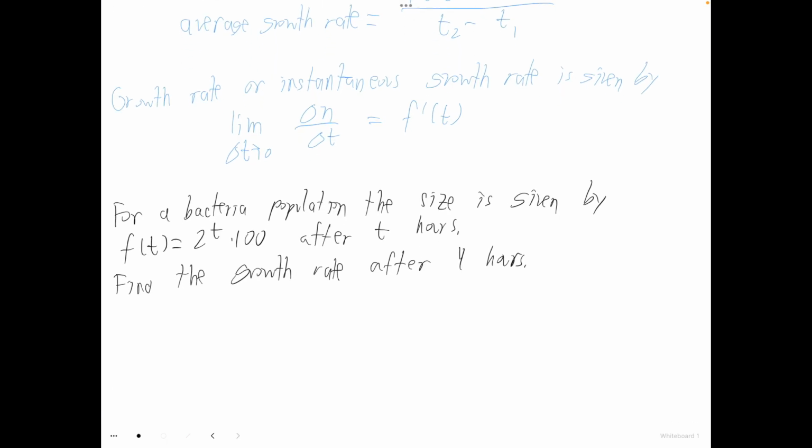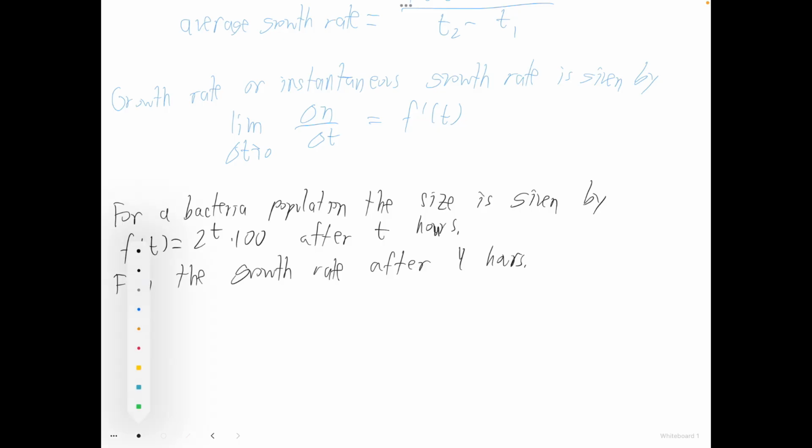So we want to figure out how fast this population of bacteria is growing after 4 hours. And now what 2 to the t means is it's saying every hour the population is doubling. So we're doubling the size every 2 hours, and we want to figure out how fast is it growing after 4 hours. Now this really just amounts to figuring out the derivative at t equals 4.